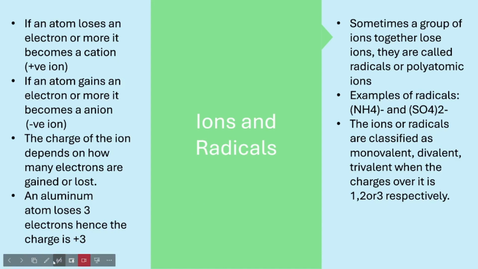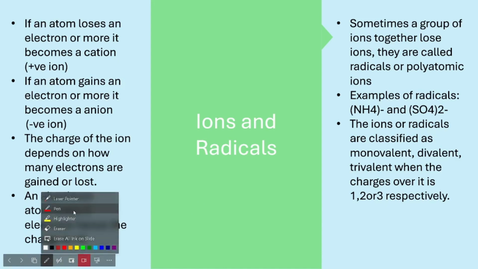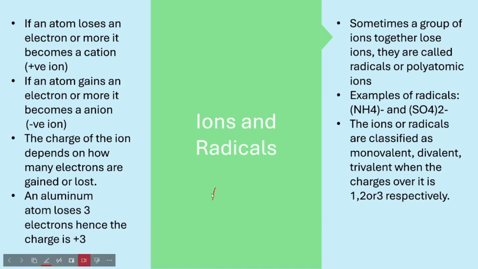If we look, for example, at NH4, its charge is 1, so it would be an example of a monovalent. And if we look at SO4, 2-, it would be an example of a divalent because it has the charge of 2, -2.